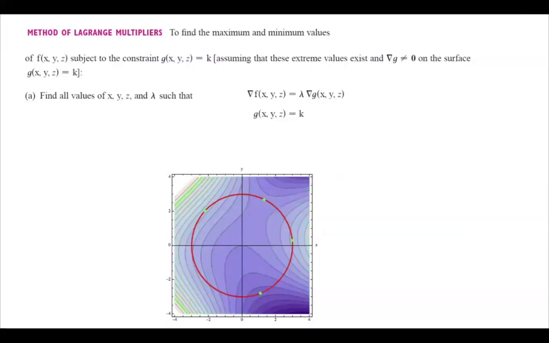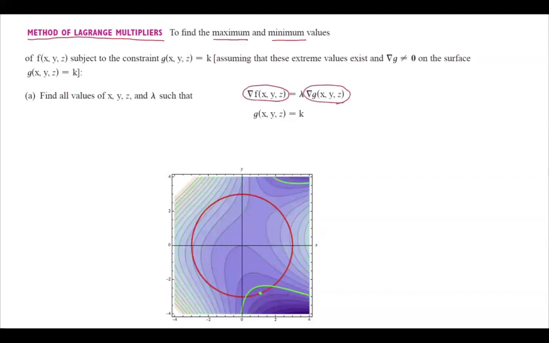The method of Lagrange multipliers is a very helpful method in finding the maximum and minimum values of a function that is subject to another constraint or another function. What are we going to do? We're going to find the gradient of the first function. We're going to find the gradient of the second function.